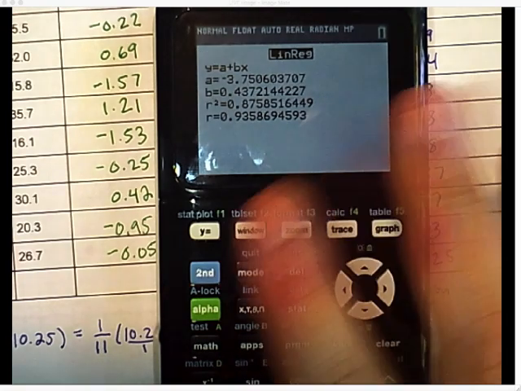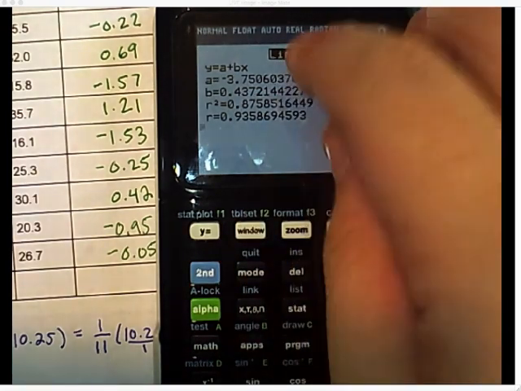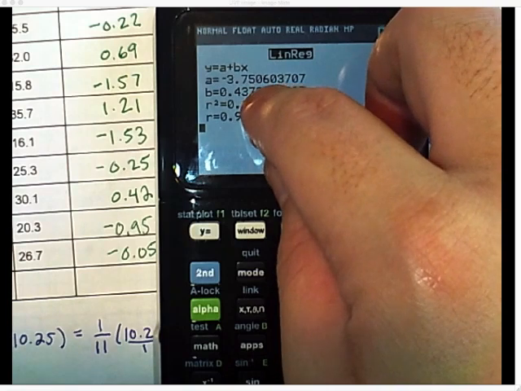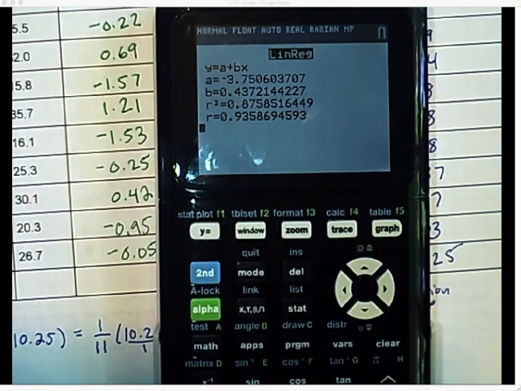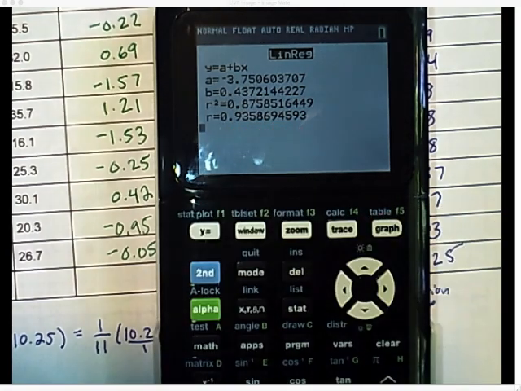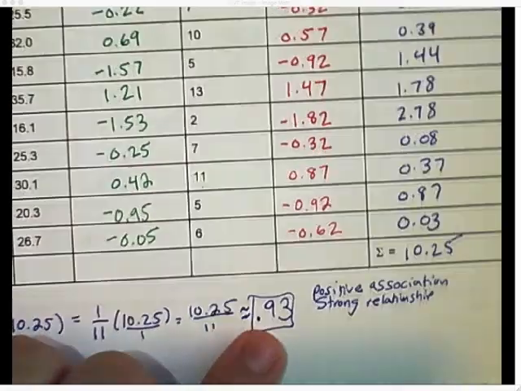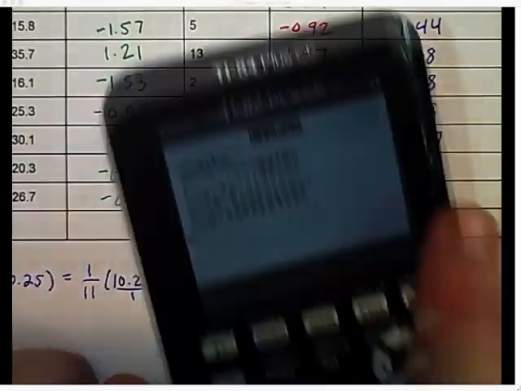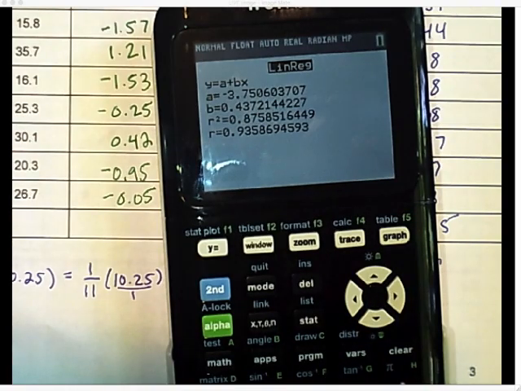It's going to put a whole bunch of data up for us. Now, we'll talk about what a, b, and r squared are later in this chapter, but just look at r. What do you see about r there? It says 0.93. Well, if they rounded this, it would be 0.94. Remember, I said we were going to get some rounding error here. But the calculator does all of that at once for us. That's the important point.